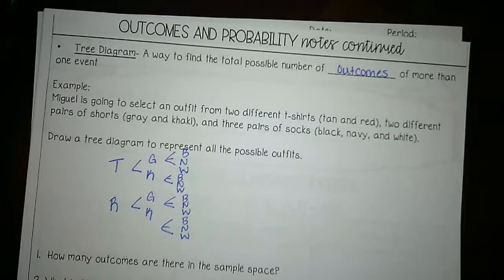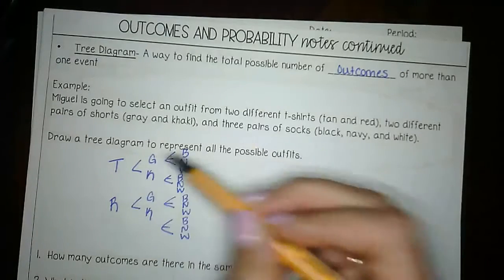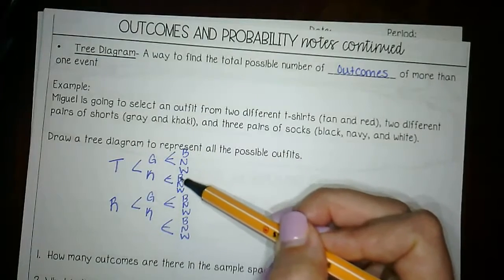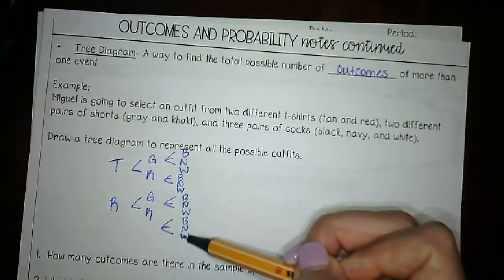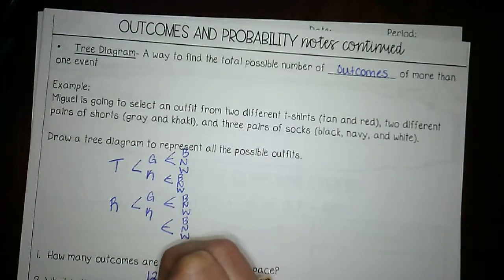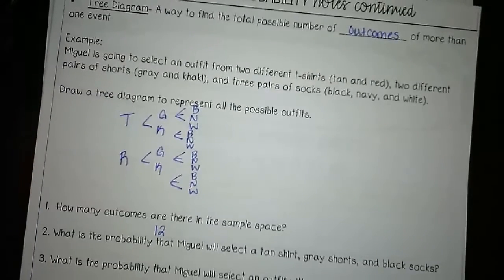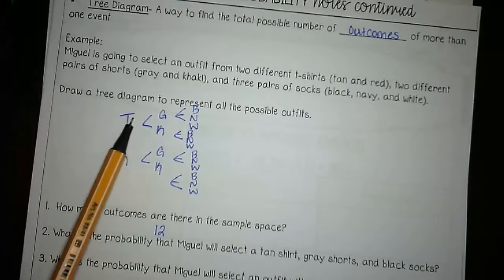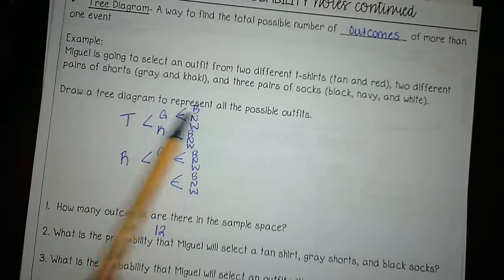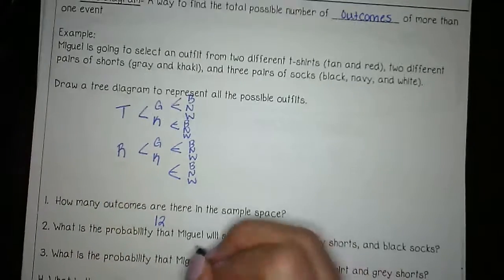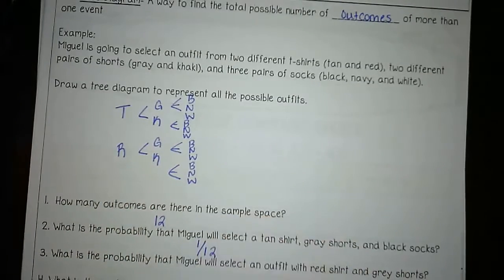So this is showing all the different types of outcomes, and the total number of outcomes is how many I have, which is 1, 2, 3, 4, 5, 6, 7, 8, 9, 10, 11, 12. So there are 12 outcomes between this situation here. The probability that Miguel will select a tan shirt, gray shorts, and black socks. Well, how many combinations of this are there? Tan, gray, and black. There's only 1 combination like that. So it's 1 out of our total, which is 12.